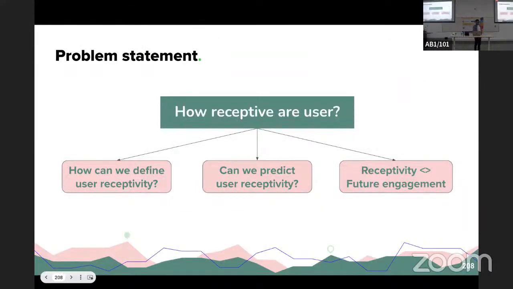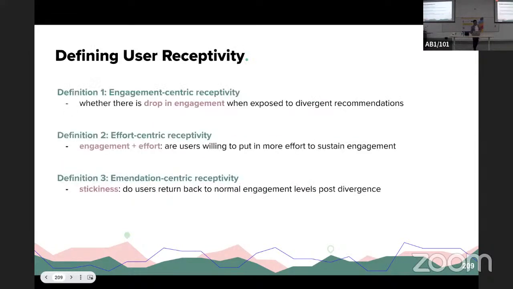So then we said, okay, let's see how receptive users are. Can we define receptivity? Can we predict that? Is it predictive of future engagement? We did all of that. We looked at different forms of receptivity, like engagement-centric, effort-centric. Intuitively, if I start showing random content to you, maybe your engagement drops, that's it. Or maybe you put in some effort. Oh, I don't like the content, but I will scroll, I will search, I'll go to the artist and find out what I want. So that's effort-centric.